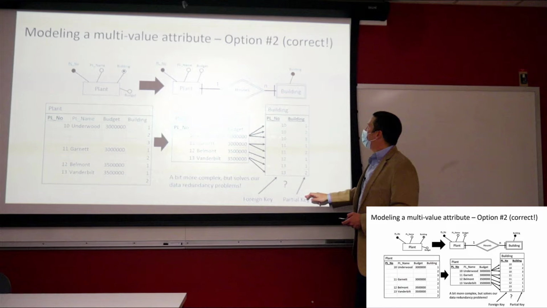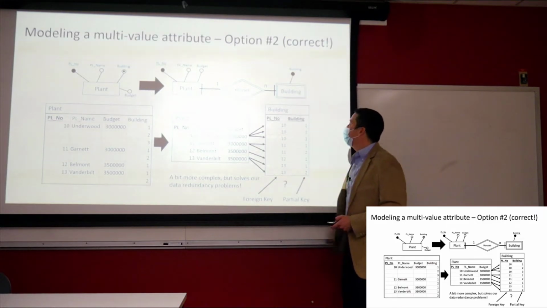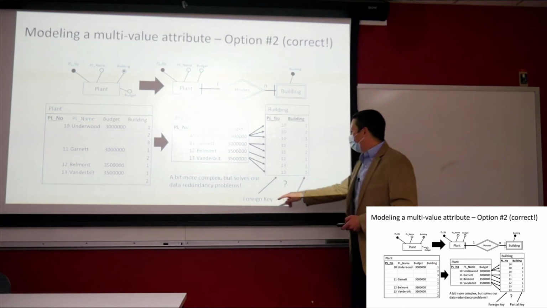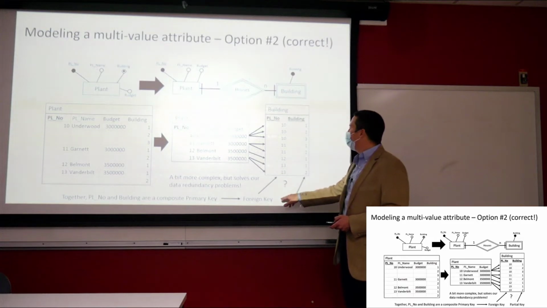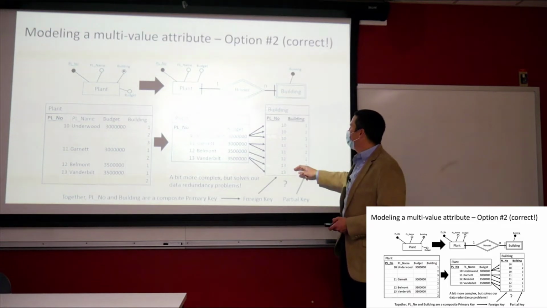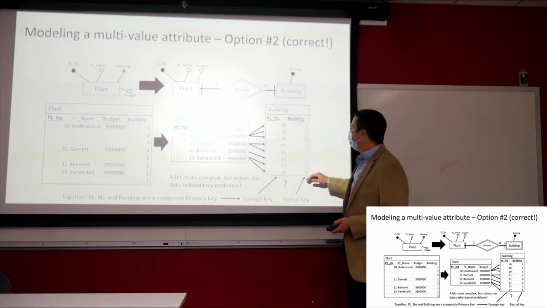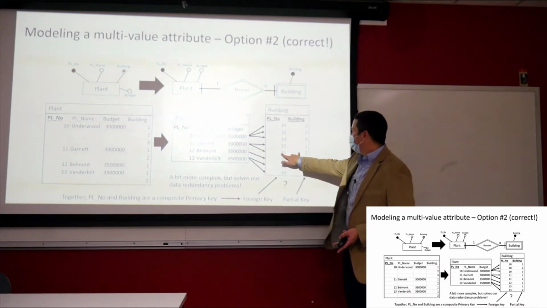Building is a partial key, and note that we have indicated that by putting a dotted underline underneath the name of the attribute there. Together, these two attributes make up a composite primary key that you can use to uniquely identify every instance of a building. Okay? So if I said, which one of these rows represents building 2 at plant 11, it's this one, right? There's one and only one value for that.